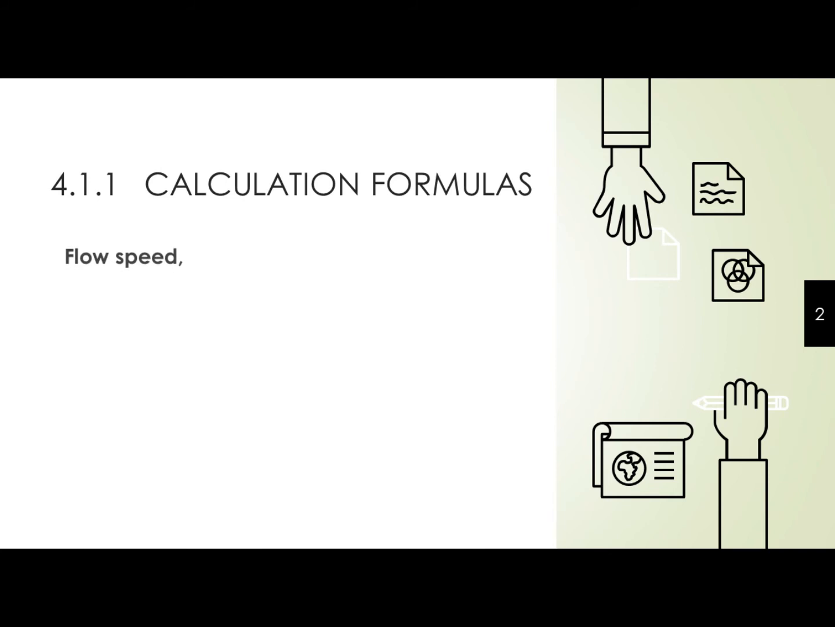Number one is flow speed, for which we use the formula V equals 4Q over pi d squared. Next one is the Reynolds number. We obtain the Reynolds number by using this formula. The dynamic viscosity we use here is 0.89 times 10 to the power of negative 3.